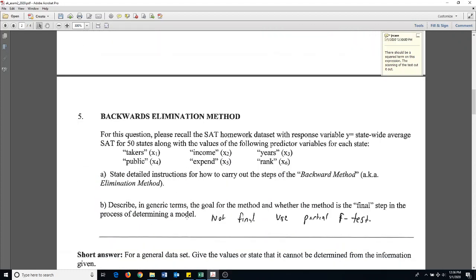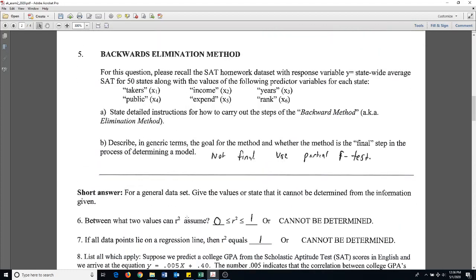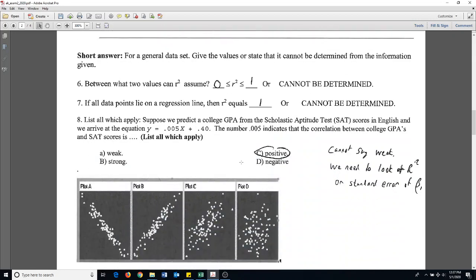All right, going on to the backwards elimination method. People did a pretty good job explaining the backwards elimination method. The one thing is that it's not final. You need to use the partial F test to have some stronger evidence whether you can eliminate those.